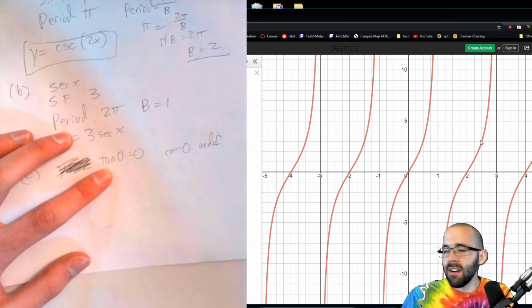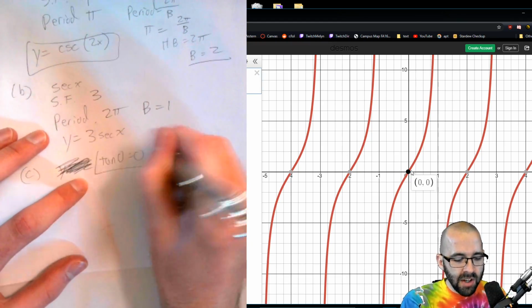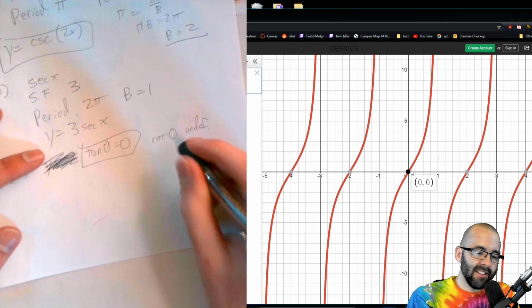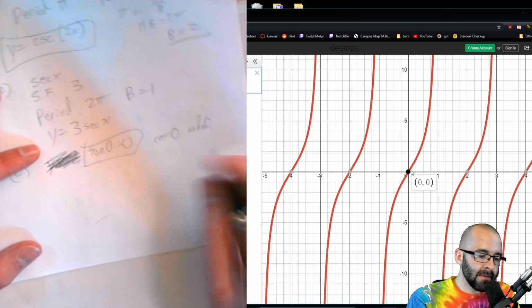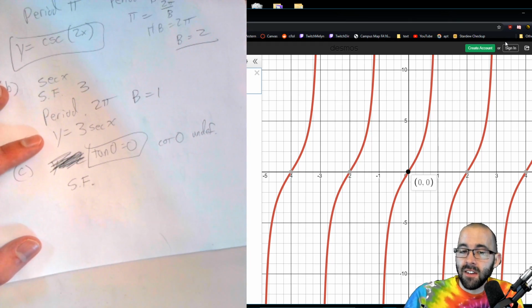So we just look at our graph. Well, when x is equal to 0, y is equal to 0. So we know we're going to be using tangent right here. That kind of looks funny. It looks like Kodo or something. So we need to find the stretching factor. Stretching factor here is a little harder.